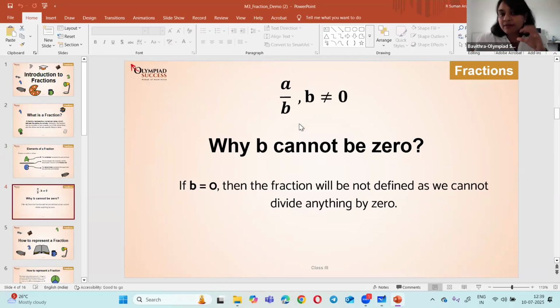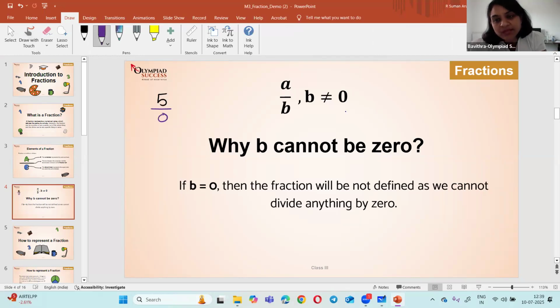Now, if you have a fraction a upon b, this b cannot be 0. Can you tell me why, Jaiveer? B has to be a number. Is it possible to have a fraction like 5 by 0, 5 upon 0? Is it possible?